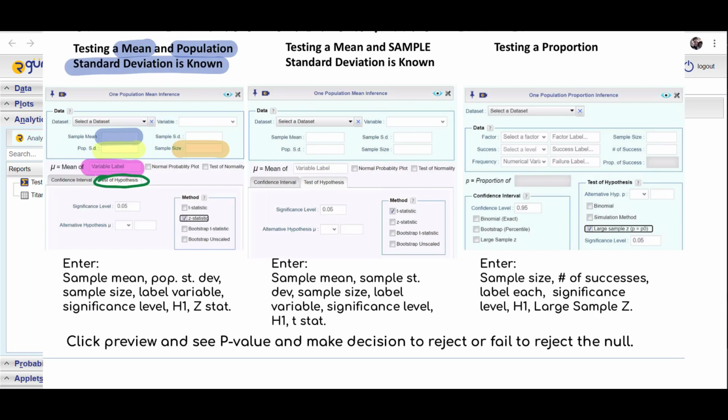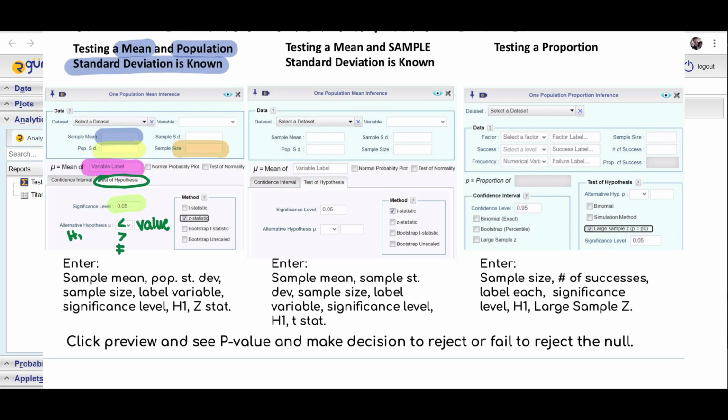So once you fill those pieces in, you are going to fill in your significance level. And then you are going to fill in your alternate statement. Your alternate statement is either less than, greater than, or not equal to, so that'll be a drop down. You choose the correct one, and then you enter your value from your alternate statement. This is your H1.